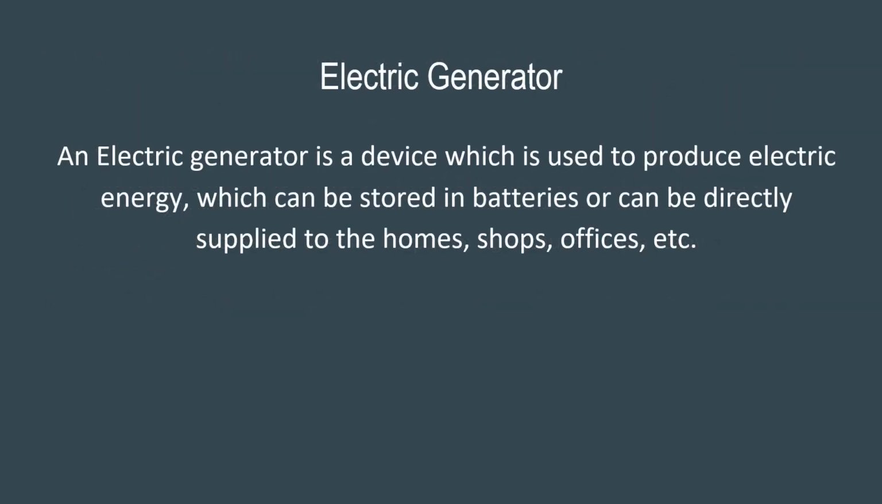Electric generator. An electric generator is a device which is used to produce electric energy which can be stored in batteries or can be directly supplied to homes, shops, offices, etc. A small generator is called a dynamo. For example, the small generator used on a bicycle for lighting purposes is called a bicycle dynamo.